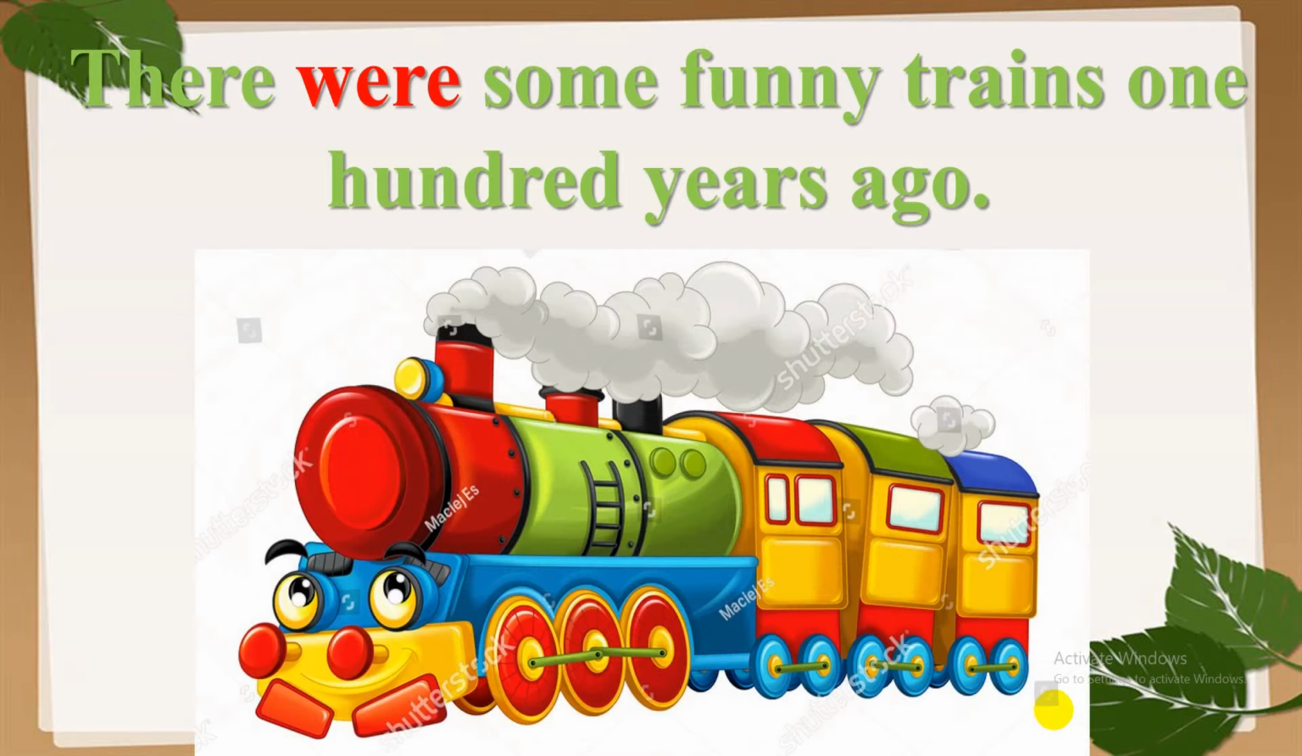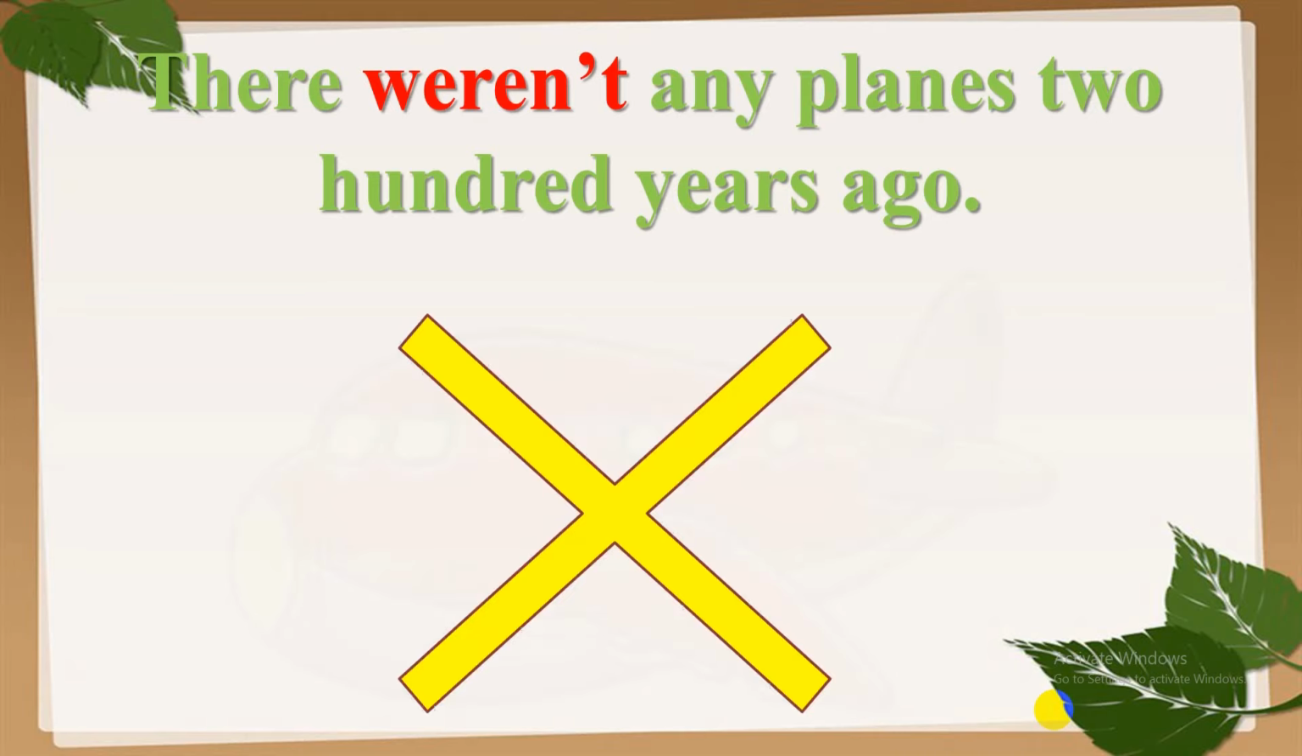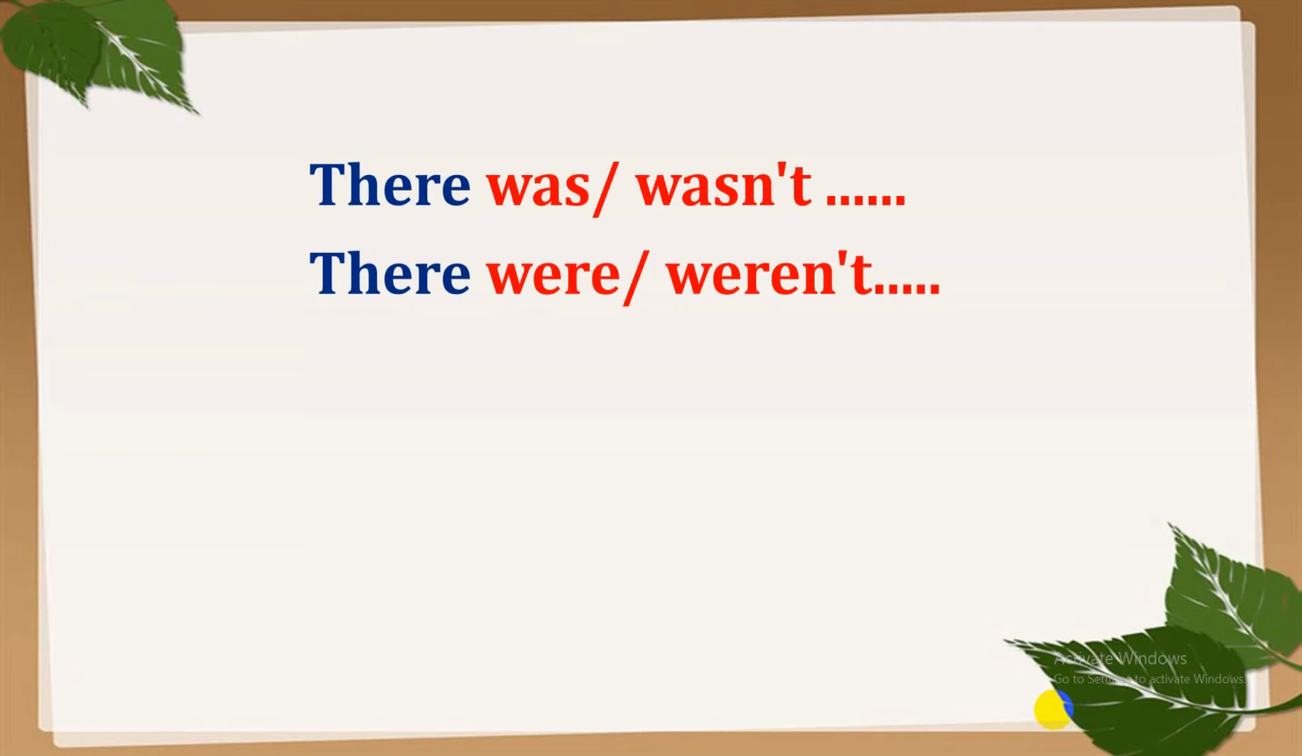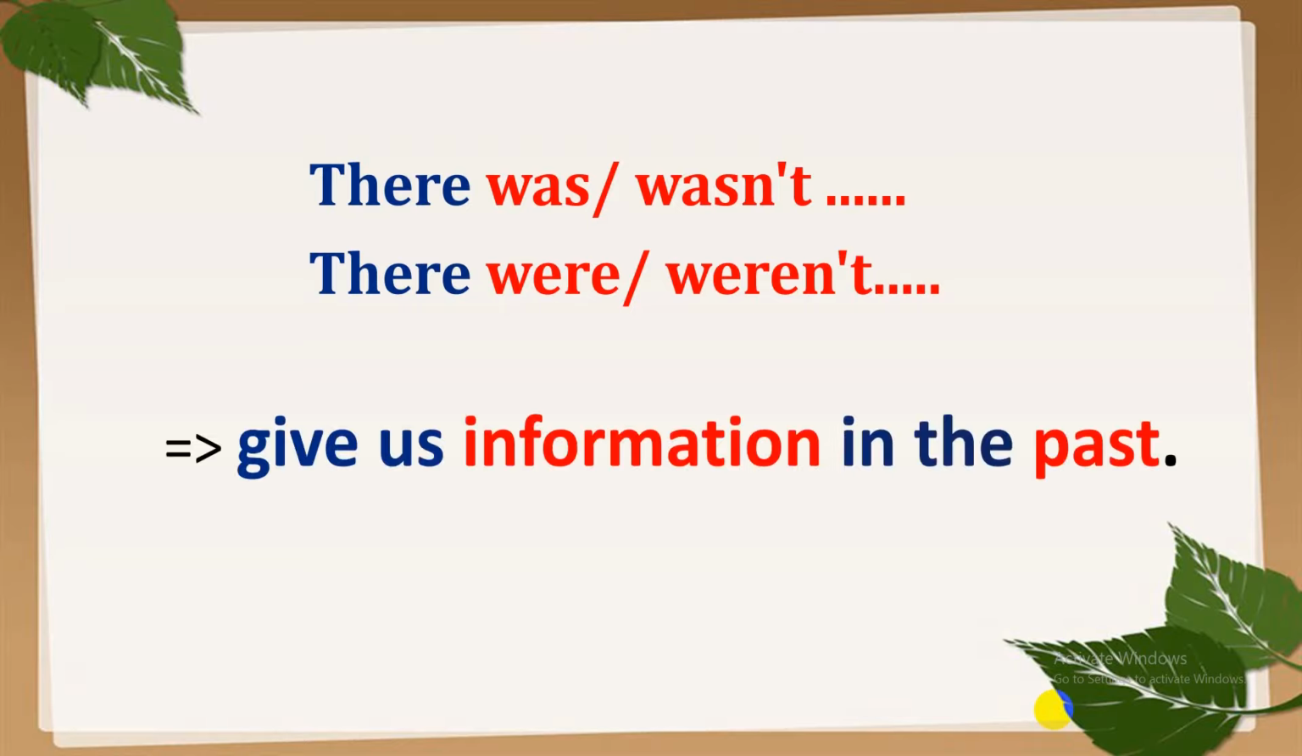There were some funny trains 100 years ago. There weren't any planes 200 years ago. So we have there was or wasn't, there were or weren't. They give us information in the past.